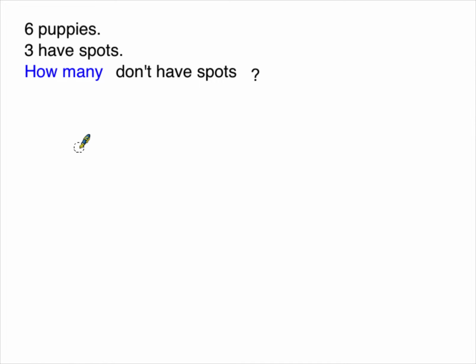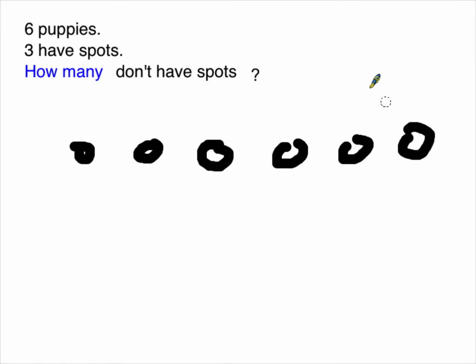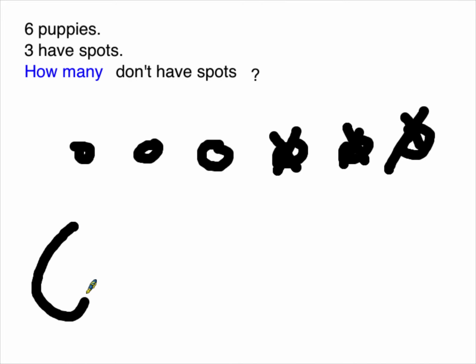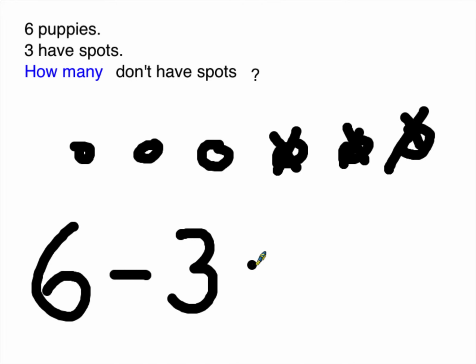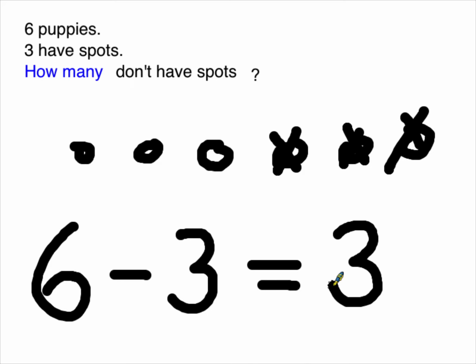So my puppies, 1, 2, 3, 4, 5, 6. 3 of them have spots. 1, 2, 3. Which means 3 of them are left over. So if you did your number sentence, it would be I started with 6 puppies. I took away the ones that have spots. And now I have 3 left over that don't have spots.